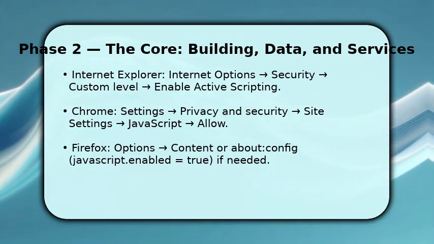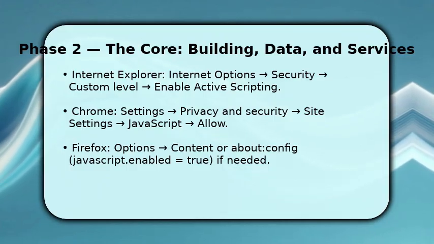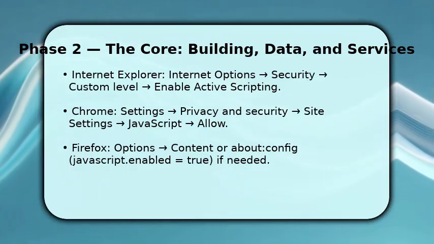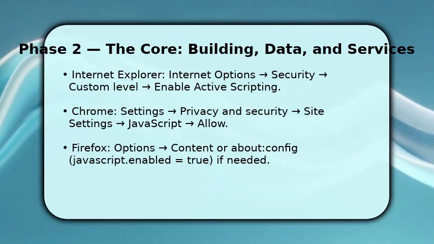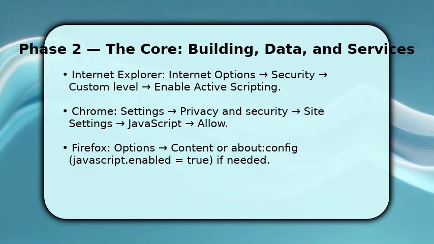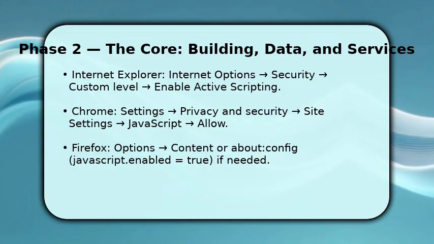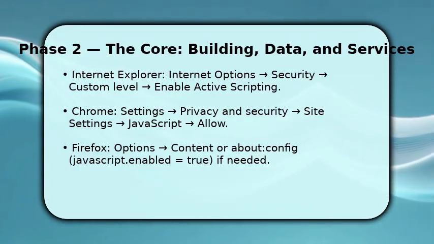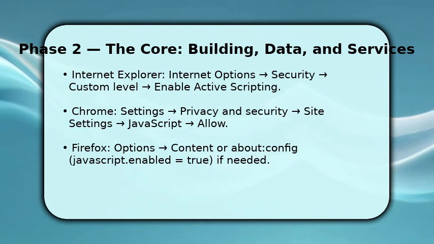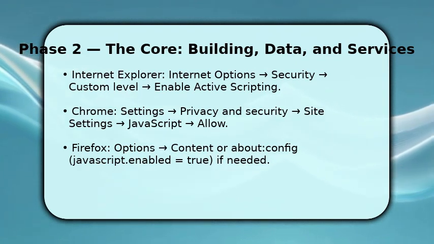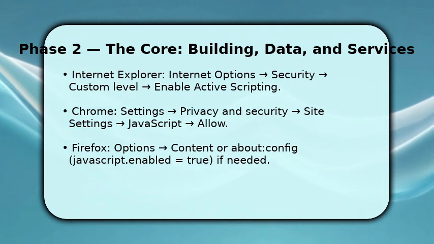In Chrome, open Settings, then Privacy and Security, then Site Settings, then JavaScript, and toggle to Allowed. Add exceptions when necessary. For Firefox, use Options, then Content, or enter About:Config and ensure JavaScript enabled is true. Make sure to apply changes and accept prompts so the browser saves these new permissions.